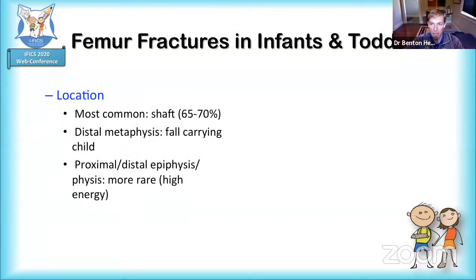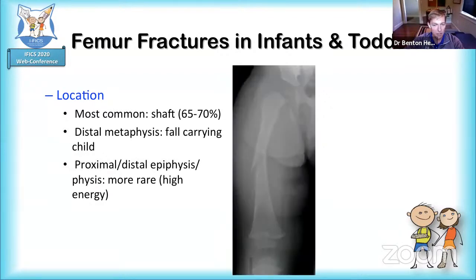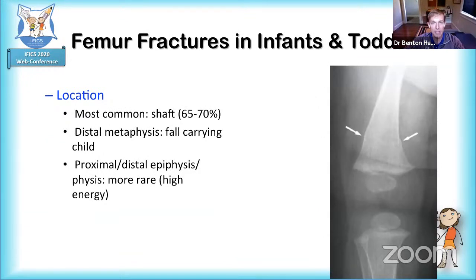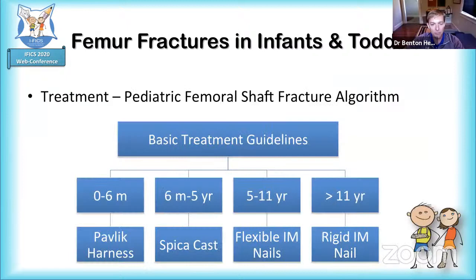So in terms of the location in this age group, the shaft is 65 to 70%. The distal metaphysis we can see, so here's a typical femoral shaft fracture, but the distal metaphysis might be injured more commonly with a fall or with a caregiver carrying a child, as that leg may be protruding from around the torso of the falling adult. And then proximal or distal epiphysis or physis is much more rare and tends to be associated with higher energy injuries.